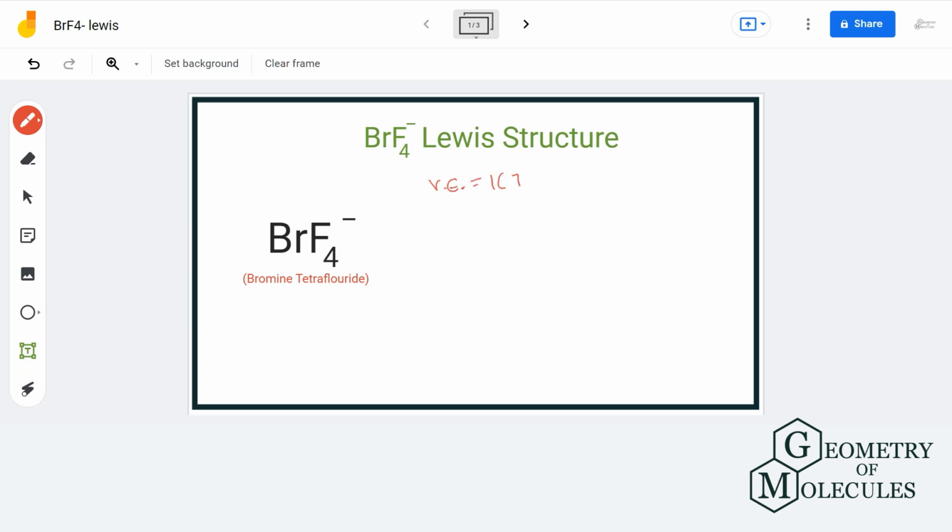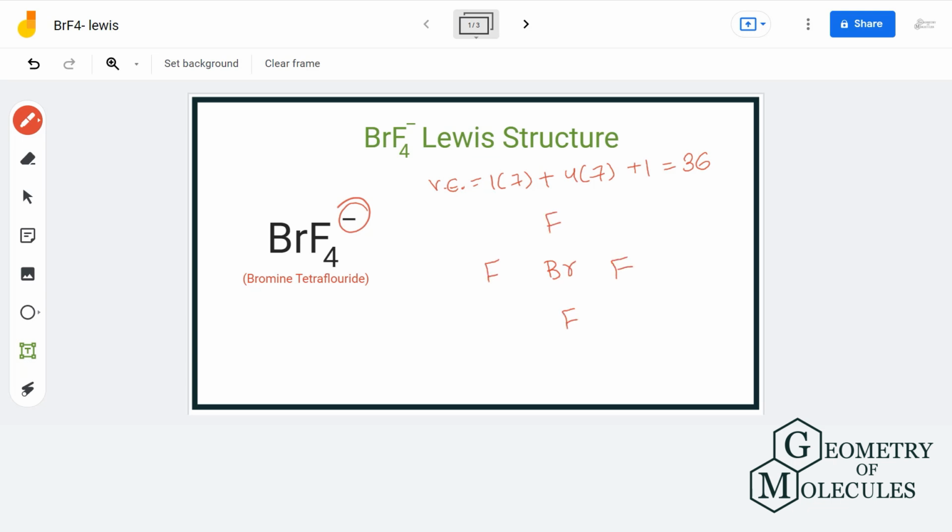We have one bromine atom that has 7 valence electrons, 4 fluorine atoms that have 7 valence electrons each, and this negative charge here represents gain of an additional electron. When we add this up, we'll get a total of 36 valence electrons.